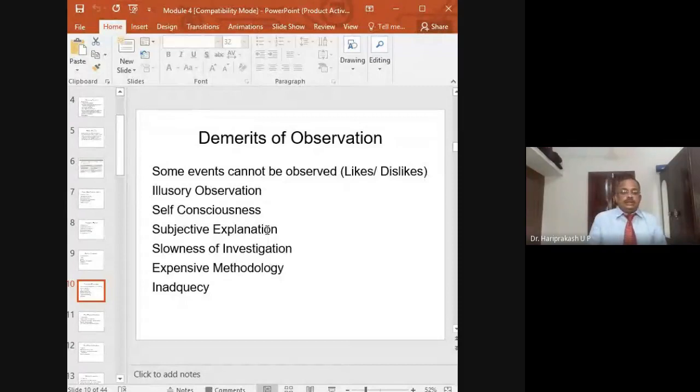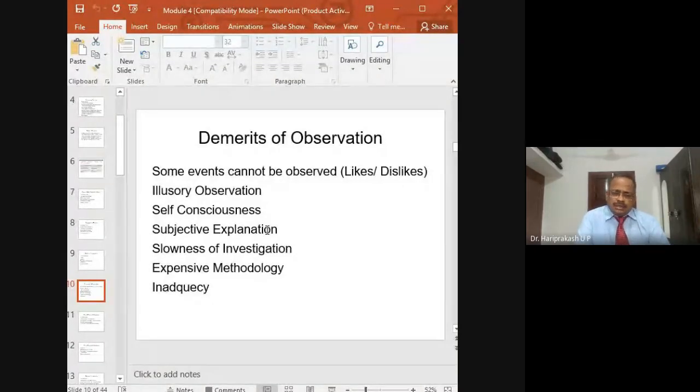So that is illusion. Self-conscious: when people know that somebody is observing, they may become more conscious. They may not be natural, so the facts may be deviated. The respondents, the people who have been observed, become conscious. When you say there is a CCTV camera recording everything, people behave slightly different than natural.